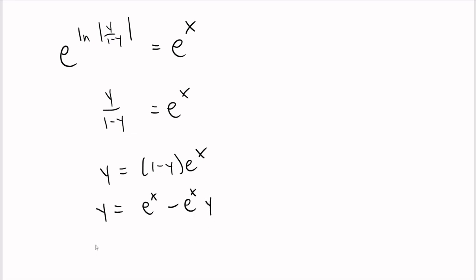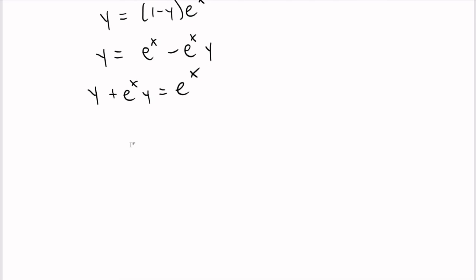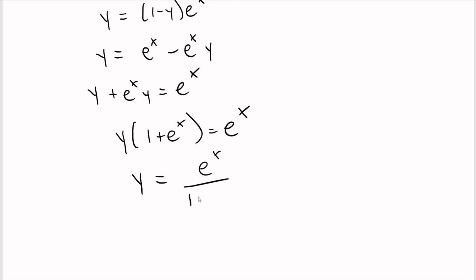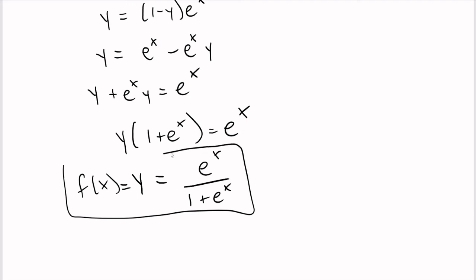All right, put all the y's on one side. Okay, factor. y times 1 plus e to the x equals e to the x, and divide. And would you look at that? We have found it. Boom. That was a little bit crazy, but we get there.